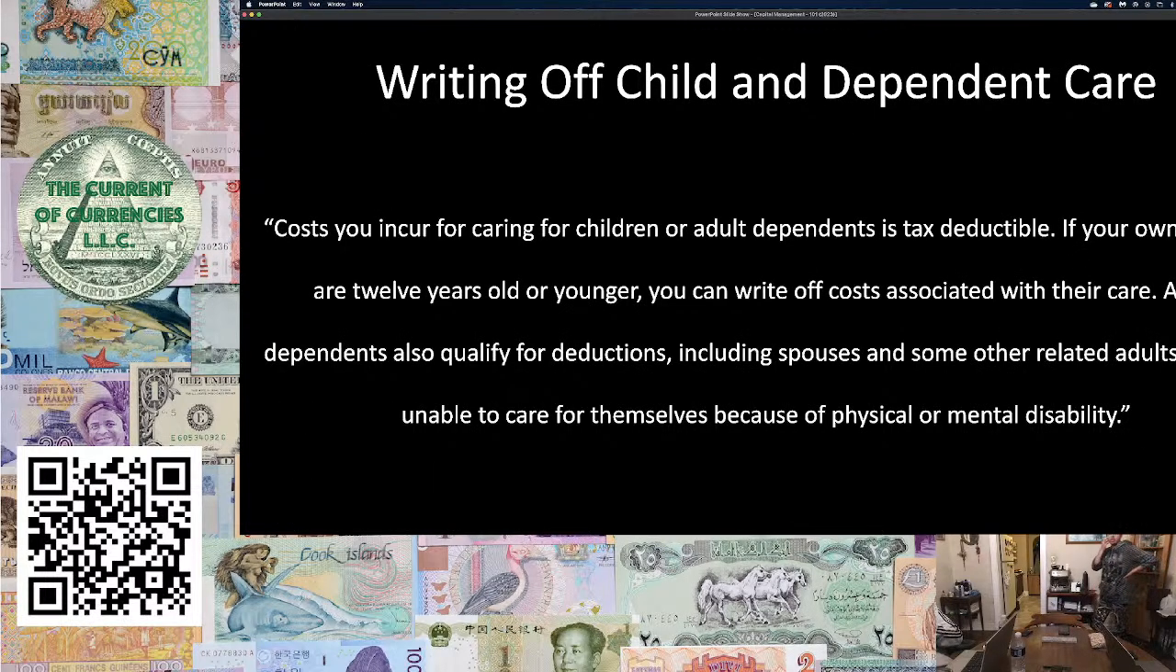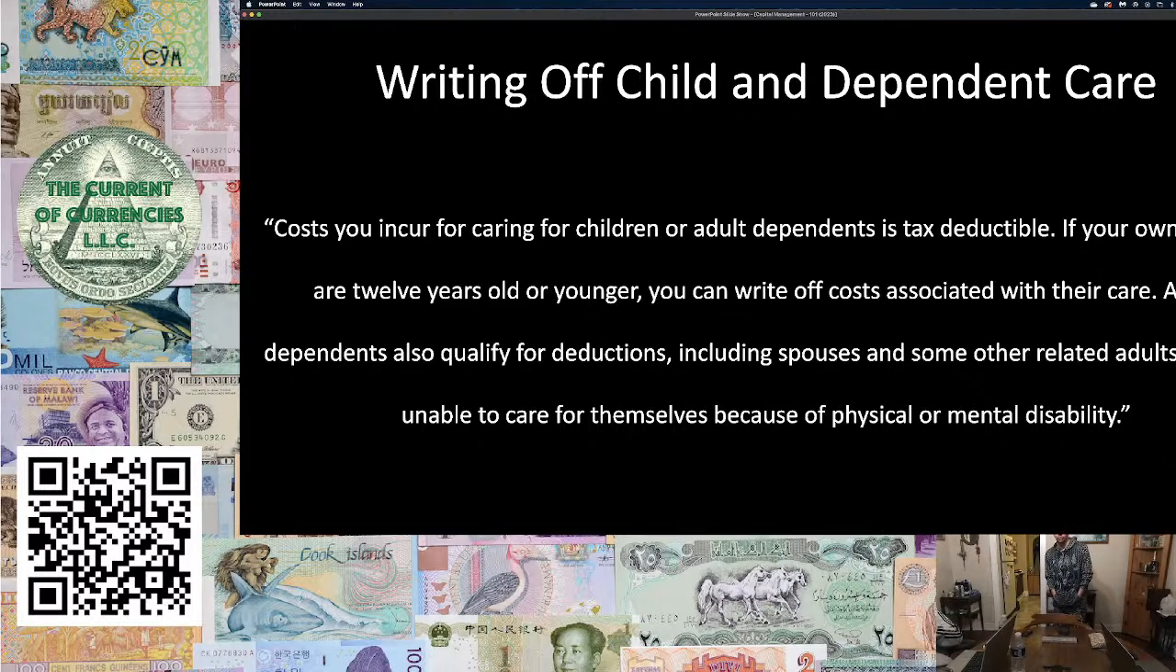So writing off child and dependent care, and I don't think any of us have kids, so this doesn't really affect us. You don't have kids, right, Ricky? No. All right. So if we did, costs you incur for caring for children or adult dependents, because it can be an older person as well. If your own children are 12 years or older, you can write off costs associated with their care.